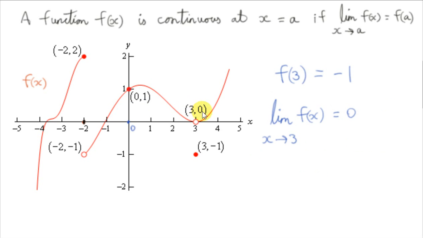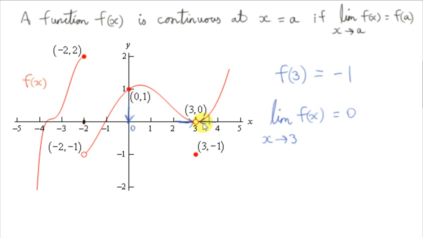Finally, note that f of 3 is equal to minus 1. This point has been removed from the curve. So this is a point of the graph, 3 comma minus 1. F of 3 equals minus 1. But if we take the limit as x tends towards 3 of f of x, we get 0. So if we approach 3 from the left, we can see that the function is approaching 0. If we approach 3 from the right, we can see that the function is also approaching 0.